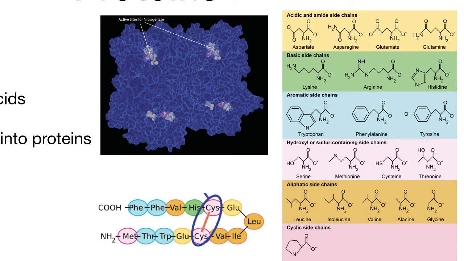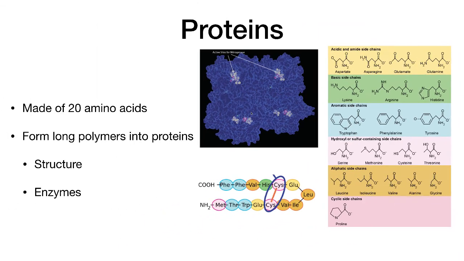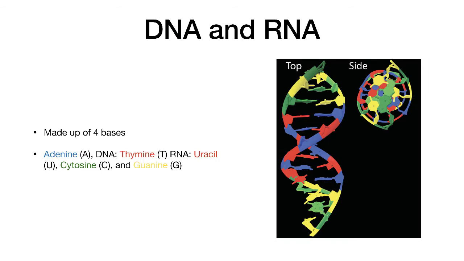Amino acids are put into long sequences, polymers, to make proteins. The sequence of amino acids in a protein dictates its function. One example here is a space-filling model of the enzyme nitrogenase. Nitrogenase is involved in converting nitrogen gas into ammonia and is a very important biological process. Proteins can be enzymes, such as nitrogenase, that speed up chemical reactions in cells, and they can also serve a structural role. The two other polymers found in every cell are DNA and RNA.